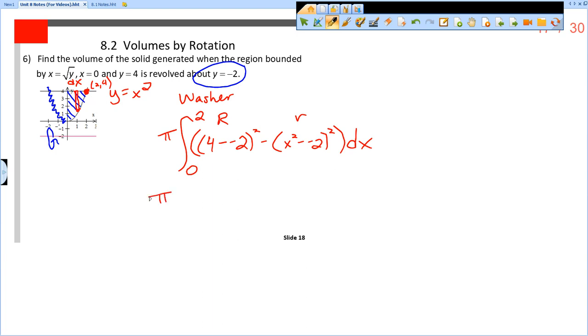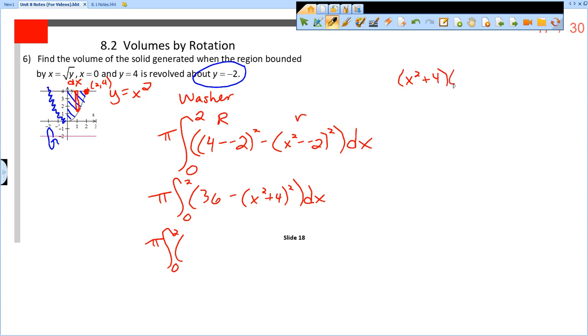All right, so now I'm going to simplify a little bit. I have pi times the integral from 0 to 2 of 4 minus -2. That's 6 squared, which is 36. And then minus, now I have x squared plus 4 quantity squared, right? So now we have all of this. So now we're going to simplify further in order to actually integrate. So pi times the integral from 0 to 2 of, all right, so remember x squared plus 4 really means x squared plus 4 times itself. All right, and so x to the 4th plus 8x squared plus 16, right? And so now I have 36 minus that, right?